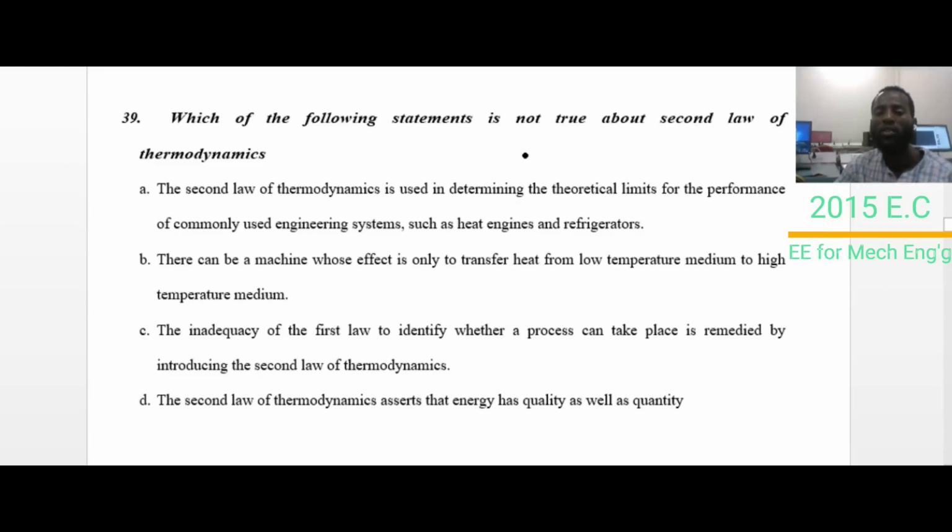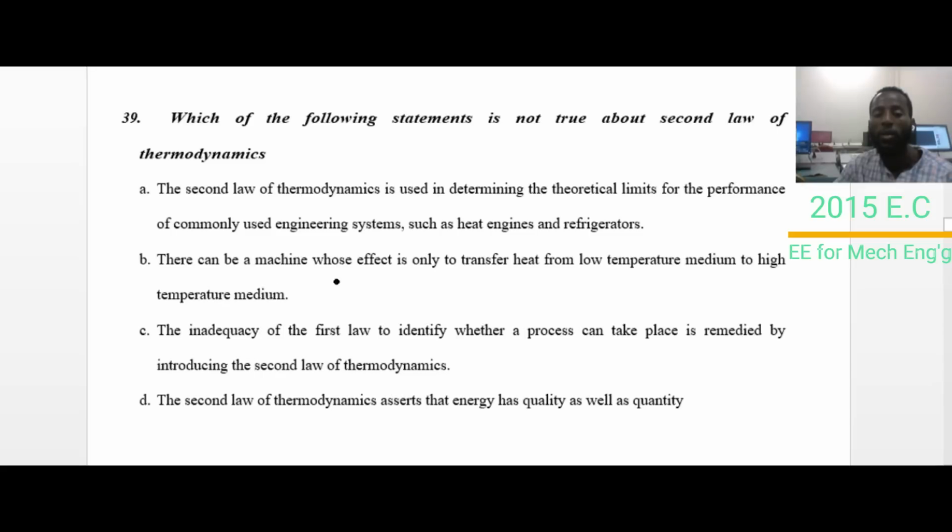Next, which of the following statements is not true about the second law of thermodynamics? A. The second law of thermodynamics is used in determining the theoretical limit for the performance of commonly used engineering systems such as heat engines and a refrigerator.